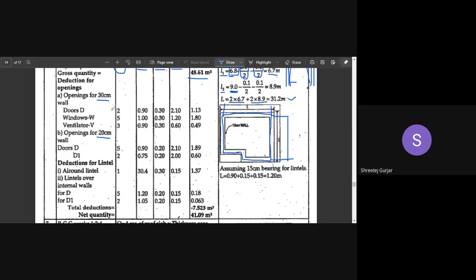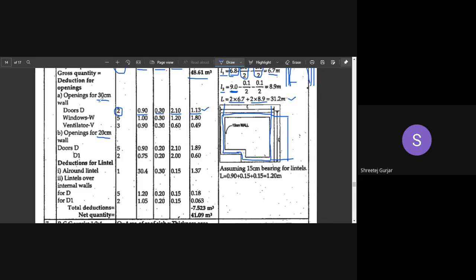Doors are only 2 in number. You can see in your plan, doors are only 2 in number, and the size of my doors, they are 0.9 meter in width, and the thickness is the wall thickness itself, and the height of my door is 2.1. So multiplying 2 into L into B into D, I get the quantity of deduction of brickwork for doors in 30 centimeter wall.